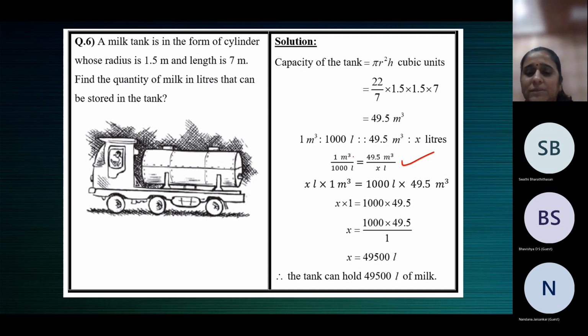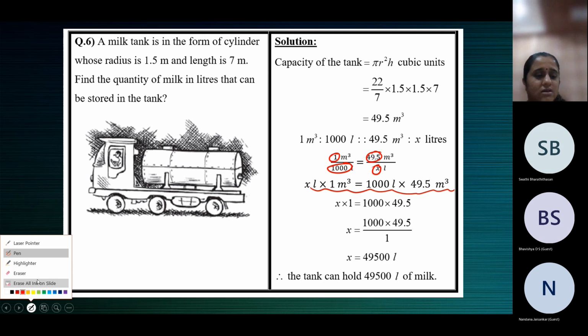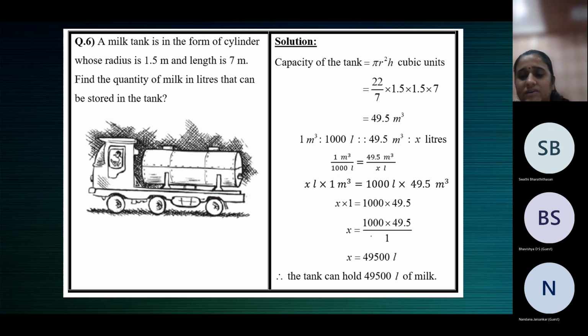Now what will you do? Cross multiply. So x into 1, leave the units. 1 into x is equal to 1000 into 49.5. That's what you see here. So x is equal to 1000 into 49.5 by 1. So you get 49,500 and it is liters. So x is 49,500 liters. Therefore, the tank can hold 49,500 liters of milk.